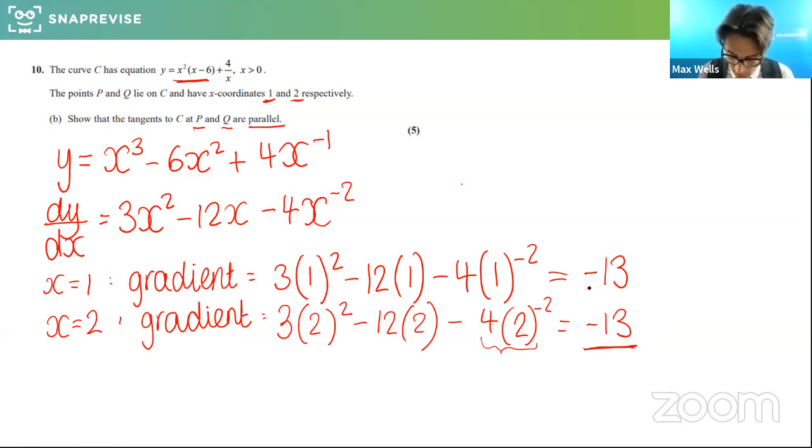This actually answers the question. The fact that I've got both of these as the same value, the same gradient, I've shown that the steepness is the same at both of those points. So I've used the derivative, which is a function for calculating the gradient, and therefore they are parallel. So I've answered the question. So you could maybe summarize this and say they're the same gradient, therefore parallel, but that has essentially done it.